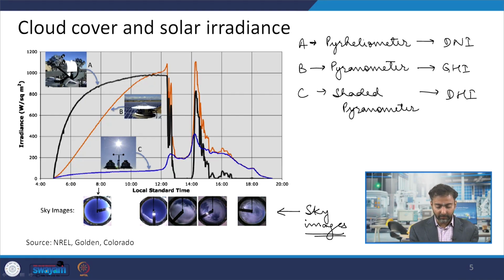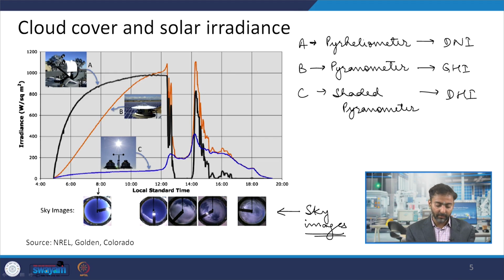If you look at these sky images below the graph, early morning at 8 a.m., you see there is a very clear sky. These sky images are captured by something known as fish eye cameras or sky imaging cameras. If you just look at the shape of the image, it looks like the eye of a fish. That's why the name fish eye camera. So if you look at the 8 a.m. image, the entire sky is completely clear. It's a typical clear sky condition.